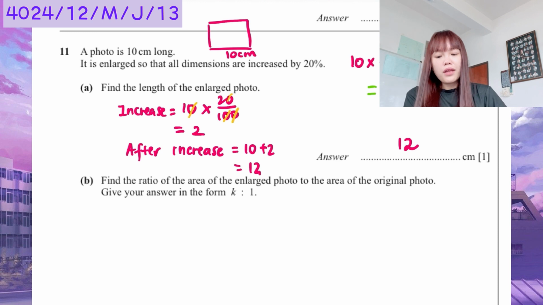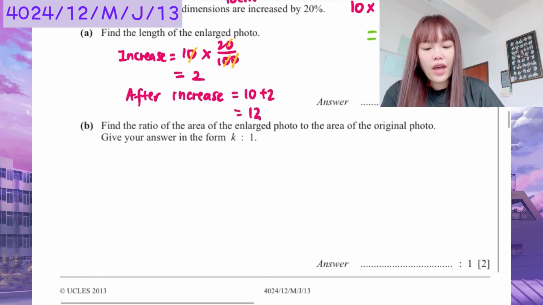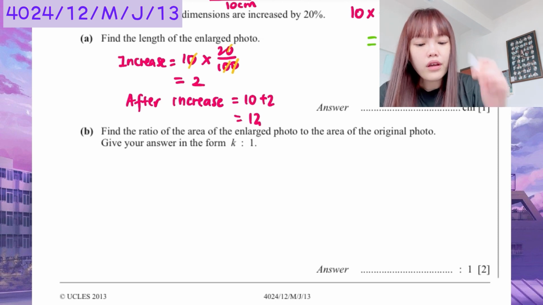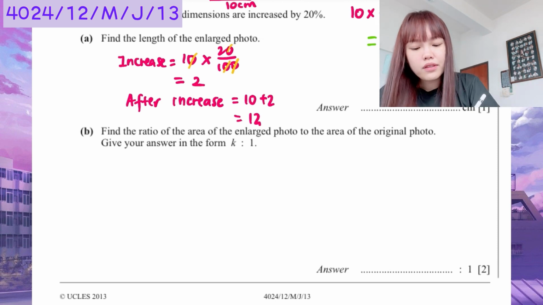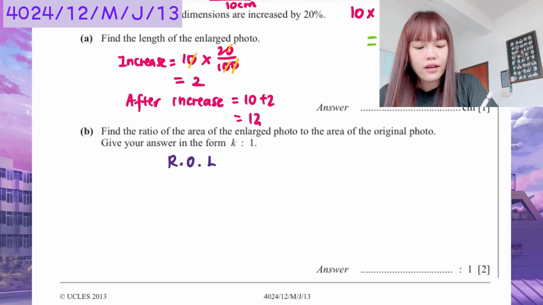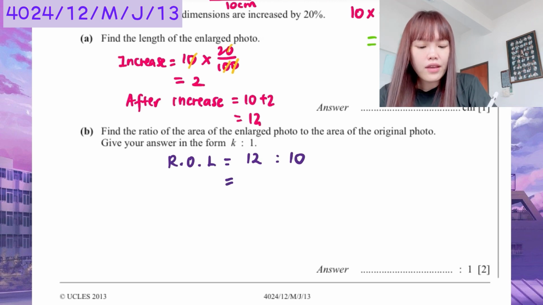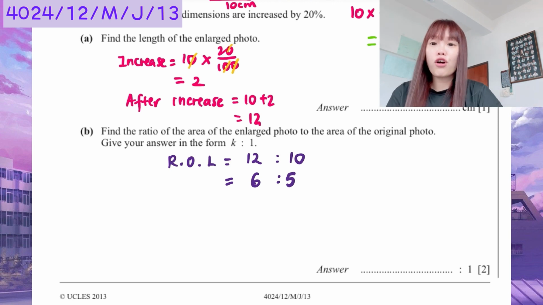Let's look at part B. Find the ratio of the area of the enlarged photo to the area of the original photo. We find the ratio of the length first. The ratio of length, ROL, is the enlarged one, 12, to the original, which is 10. After we simplify, we divide by 2, so it becomes 6 to 5. This is the ratio of length.